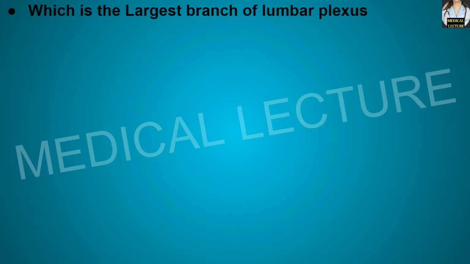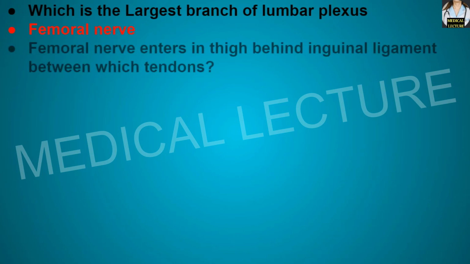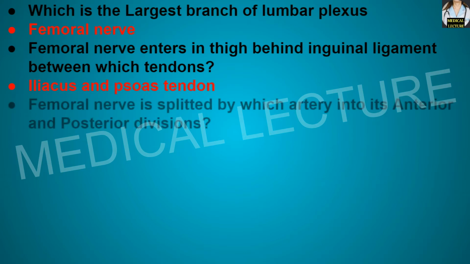Which is the largest branch of the lumbar plexus? So, it is the femoral nerve. Femoral nerve enters the thigh behind the inguinal ligament between which tendons? So, between the iliacus and the psoas tendon. Femoral nerve is split by which artery into its anterior and posterior division? So, it is the lateral circumflex femoral artery.